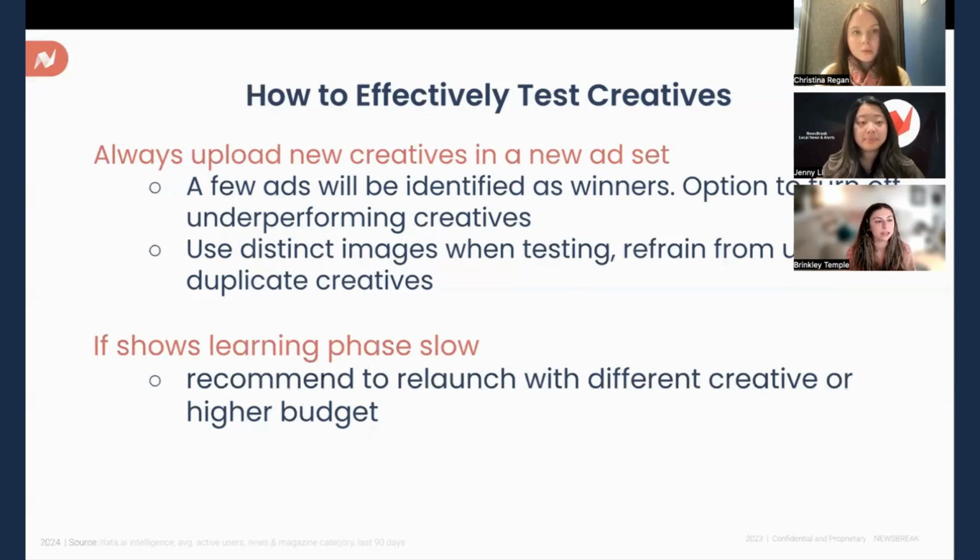And then lastly, for testing, if learning progress is slow and you receive that flag at the ad set level, make sure to take a look at your CTR. Is it a little bit low? Is it in line with the benchmarks that Jenny shared a few slides ago? If it's a little bit low, that means that our audience potentially is not resonating with the creatives that you have. So I would suggest here to turn off the ads, relaunch, and then test some new creatives.